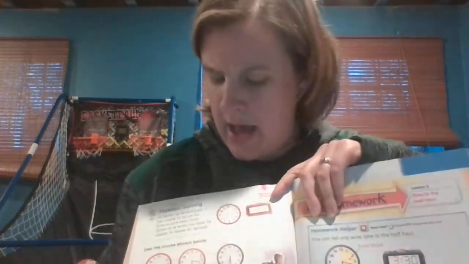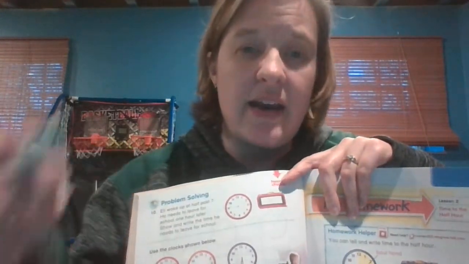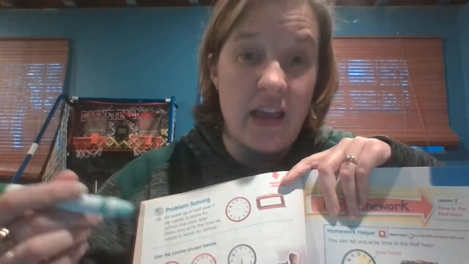So number 10, do you see that one in your book? It says Eli woke up at 7:30. So remember that would be 7:30. He needs to leave for school 1 hour later. So 60 minutes is 1 hour. We need to add an hour to that. Alrighty, so what we do here, it says to show and write the time that he needs to leave for school. So 7:30, if we add an hour, then it becomes 8:30.